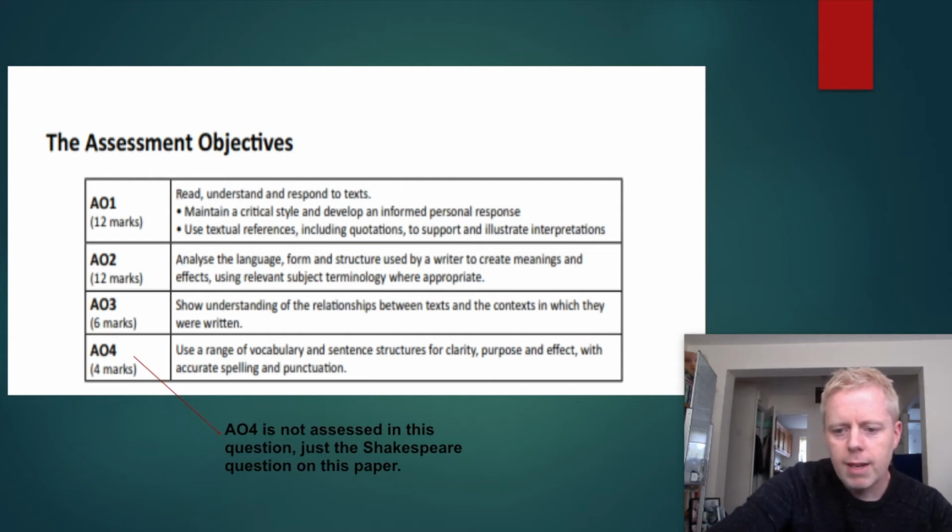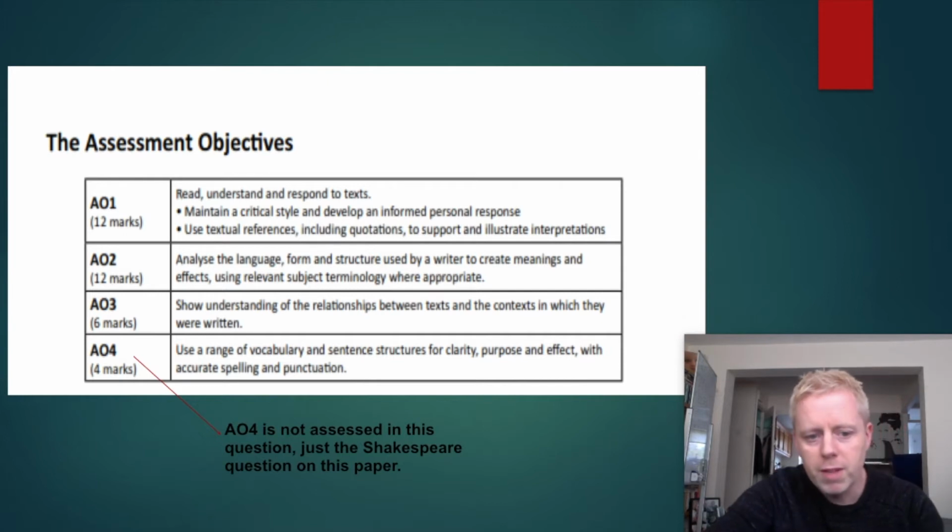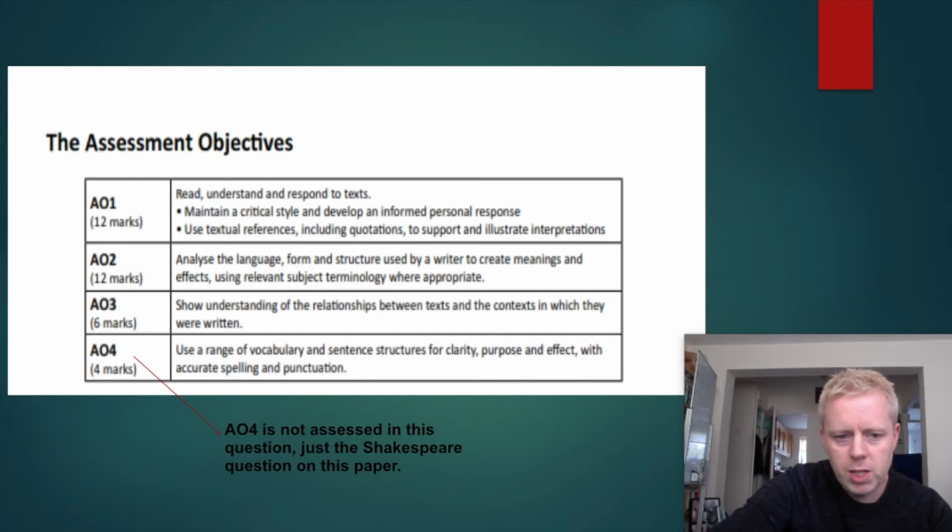Now that's added on to your 30 marks for the Shakespeare question, but not for this question. Okay, so this question we're looking at AO1, 2 and 3. That's 12 and 6 marks accordingly. Just a reminder, press pause whenever you need to, take notes. There's quite a lot of writing in this, so you will need to pause the video and jot down any important points as they come up.